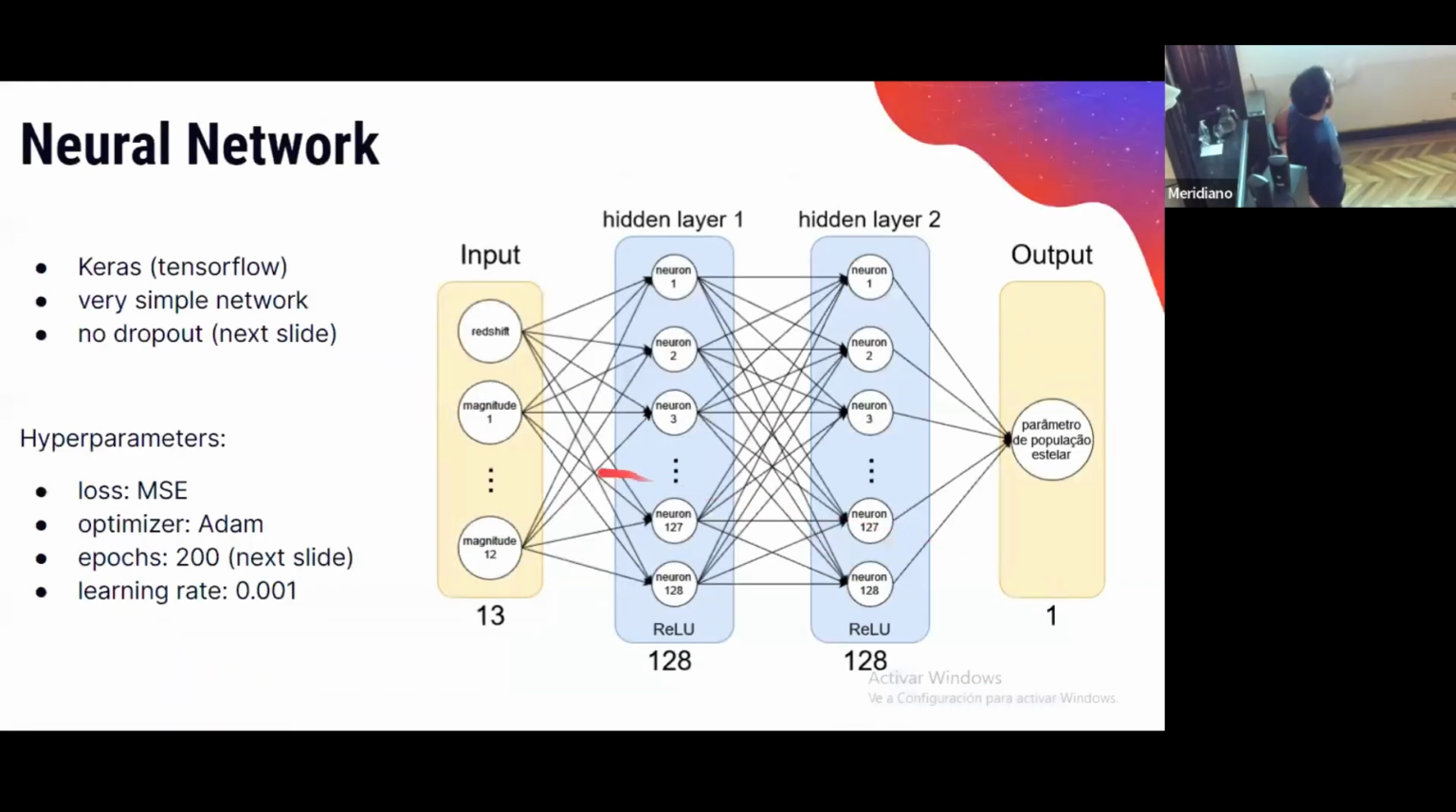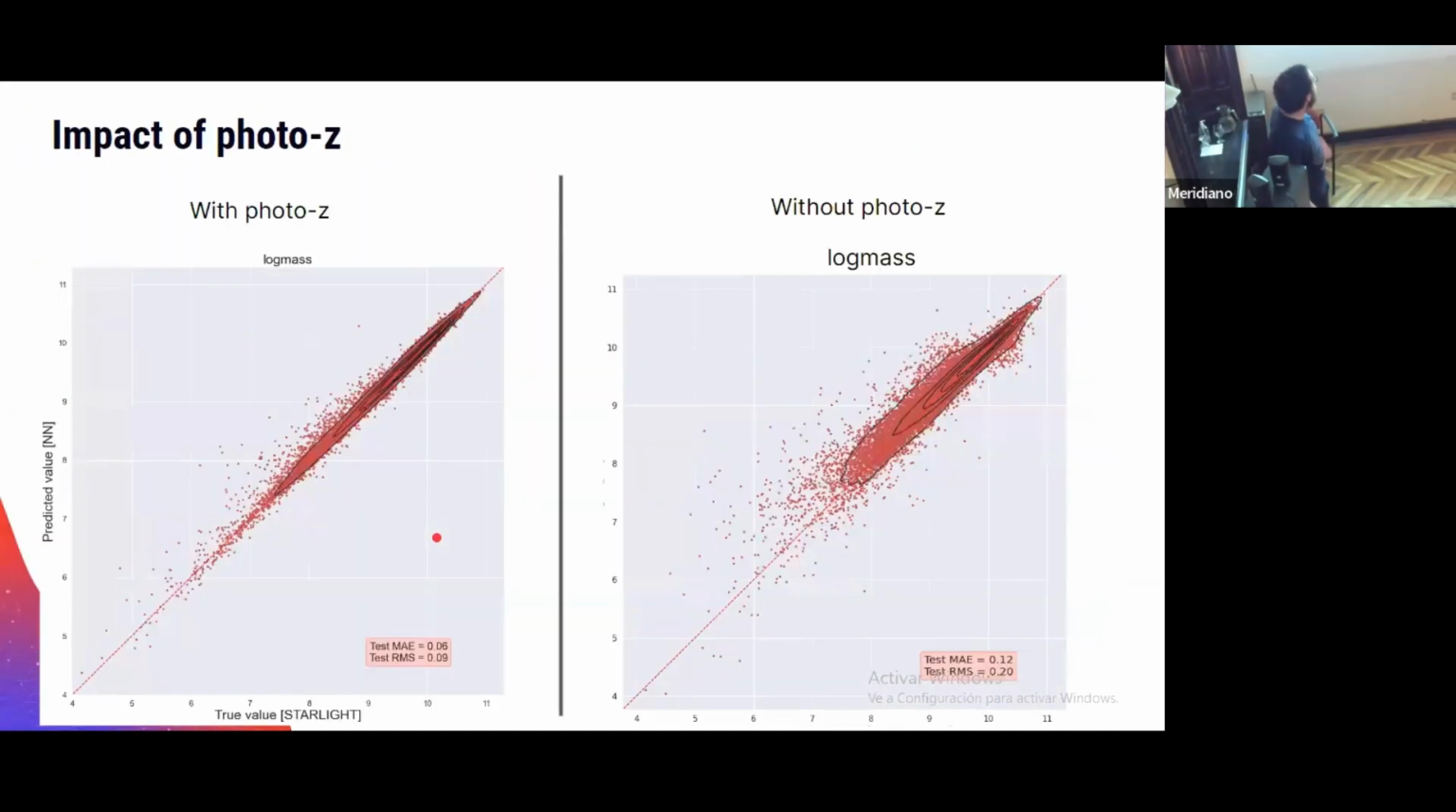So if I take out the redshift as an input, if I just give the 12 magnitudes, what will happen? And that's what happens. When I remove the redshift as an input, you see that the error almost doubles. So it's very good to consider the redshift as an input.